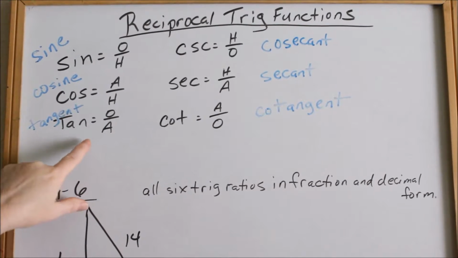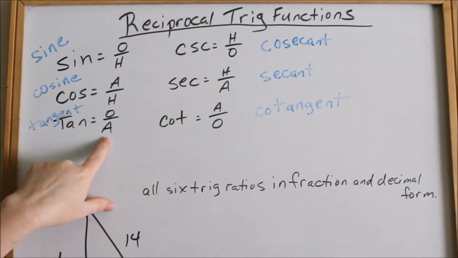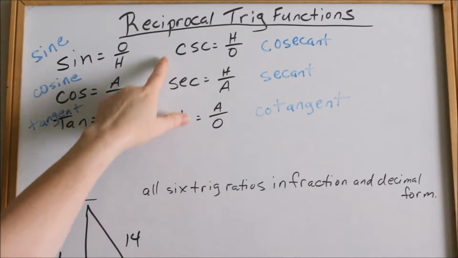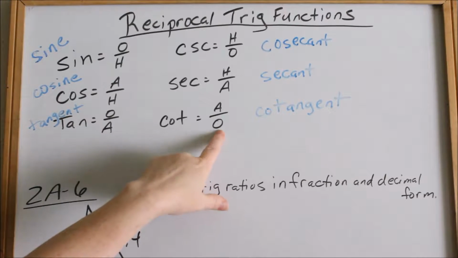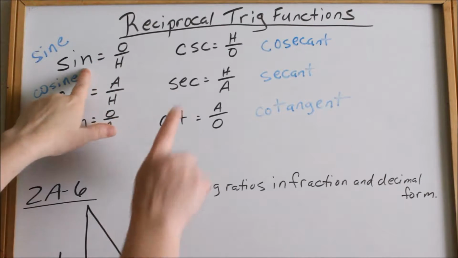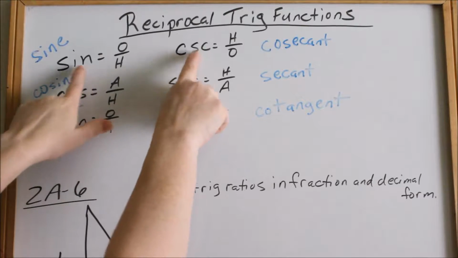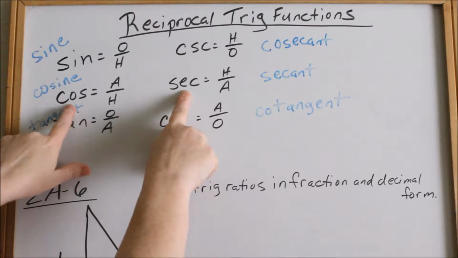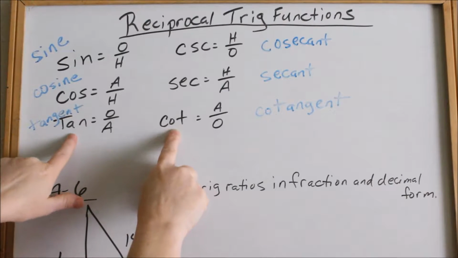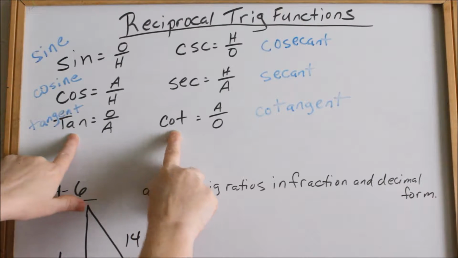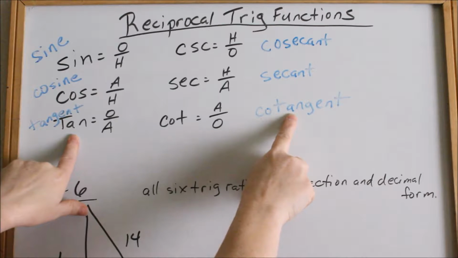In reality, if you just know sine, cosine, and tangent, and you know which ones are the reciprocal, you don't have to memorize this part of it. You just need to know that sine and cosecant are reciprocals of each other, cosine and secant are reciprocals, and tangent and cotangent are reciprocals. These are easy to remember because cotangent has the word tangent in there.